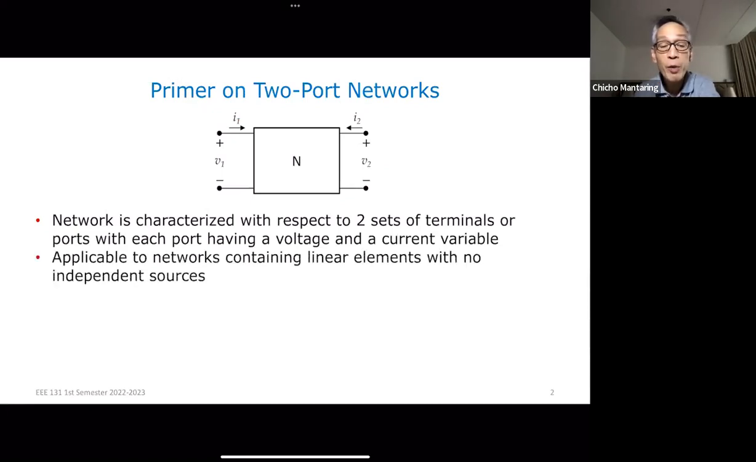Okay, the concept of two-port networks is applicable to networks containing linear elements with no independent sources. So this must contain only linear elements. So your linear elements are either your linear passive elements or your linear dependent sources. You cannot have nonlinear elements and you cannot have independent sources or nonlinear sources.